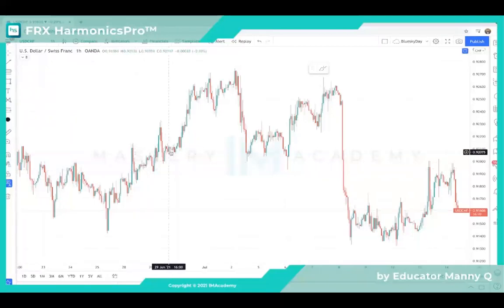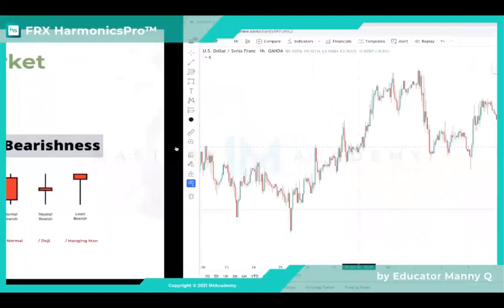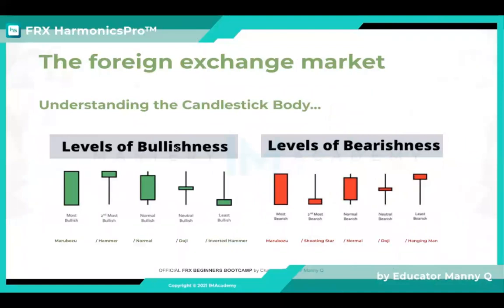So when you're looking at these candles, again, as the alphabet of the market, you can incorporate your knowledge of candlesticks to help you understand the sentiment of the market, how the market is feeling, where the market is going, and also help you with your entries. So levels of bullishness are like this. You'll see about, on average, 5 different types of candles with different variations.